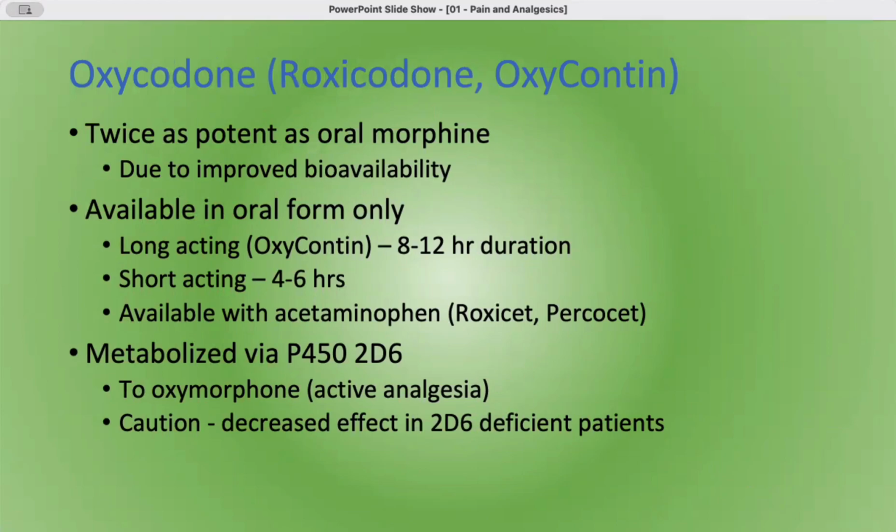But OxyContin is still a useful drug when prescribed appropriately for chronic pain. Short-acting oxycodone is present as well, both in standalone products and in combinations with acetaminophen. So you can see the long-acting formulations, 8 to 12-hour duration, typically given twice a day. Short-acting can be given every 4 to 6 hours for breakthrough pain, and it's also a 2D6 substrate.